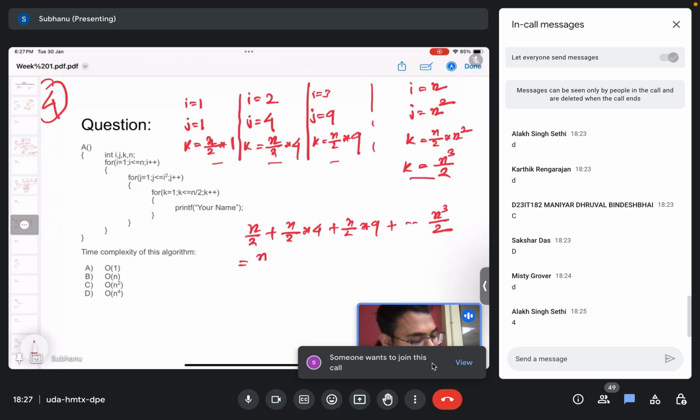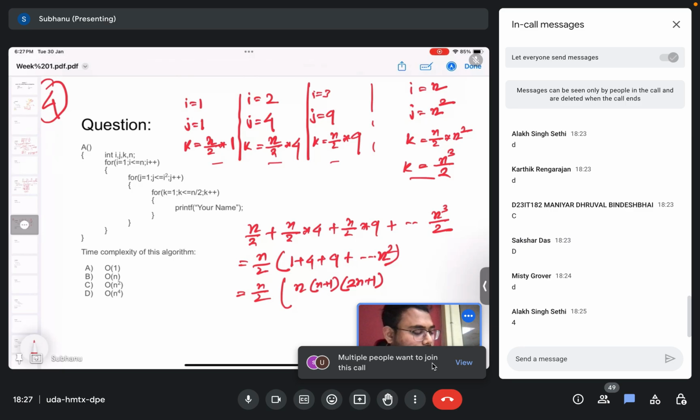If you take n by 2 common, you can see that I am running till 1 plus 4 plus 9 plus up to n square. This is a well known formula, the sum of square numbers, that is n into n plus 1 into 2n plus 1 by 6. Now you can see how many n's are there: 1, 2, 3, 4. That's why our answer will be n to the power 4.